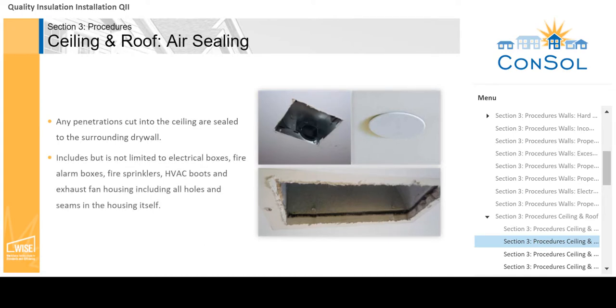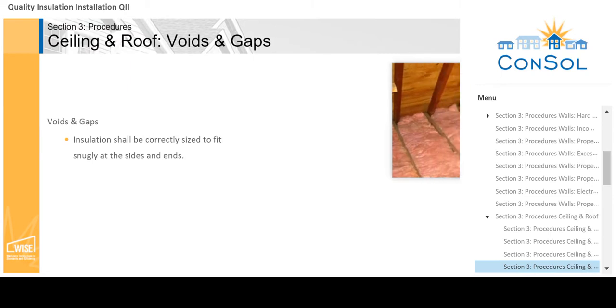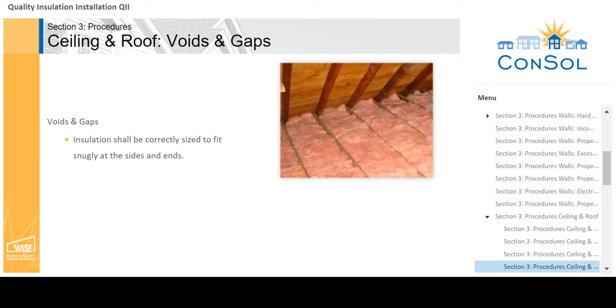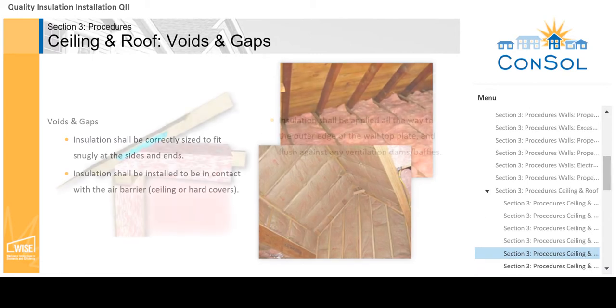This includes but is not limited to electrical boxes, fire alarm boxes, fire sprinklers, HVAC boots, and exhaust fan housing, including all holes and seams in the housing itself. In unvented attics, there is a continuous air barrier at the roof deck and gable ends, and all penetrations must be sealed. Insulation shall be correctly sized to fit snugly at the sides and ends. Insulation shall be installed to be in contact with the air barrier, which will be the ceiling or hard covers.